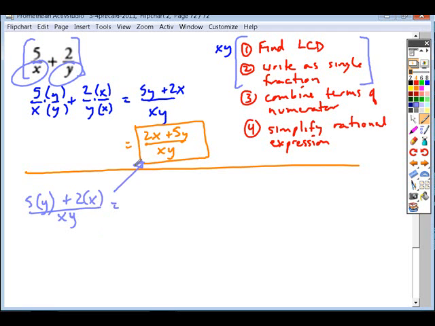So it's a little bit less work. I'm not going to rewrite y over y and x over x every time. I'm just going to use that terminology. Was everybody able to follow kind of what I meant by the LCD factors not in the denominator? Okay.